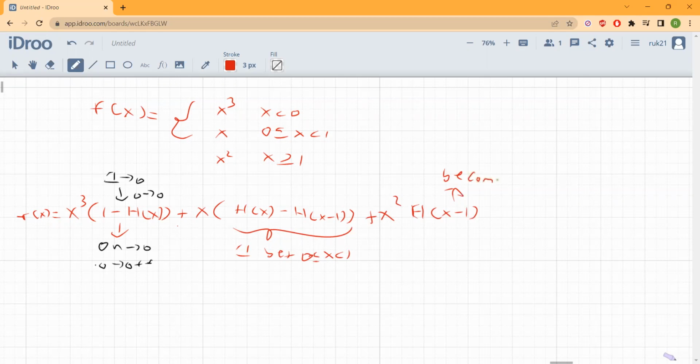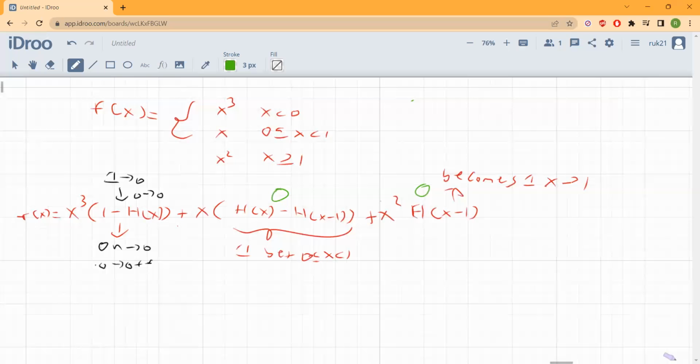Becomes 1 when x reaches 1. And so what are we going to see here? We're going to see that while x is smaller than 0, this part of the function is going to be 0, and this part of the function is going to be 0. So only x cubed is going to be there because x cubed times 1 is x cubed.